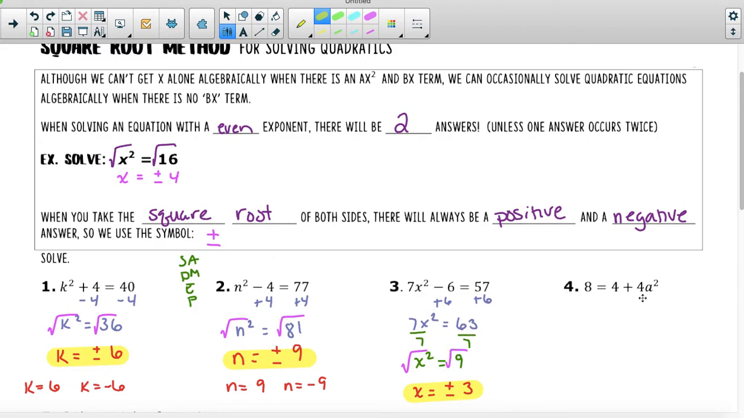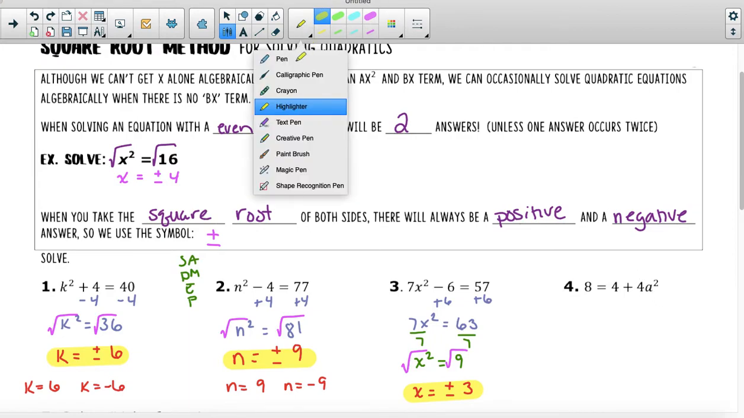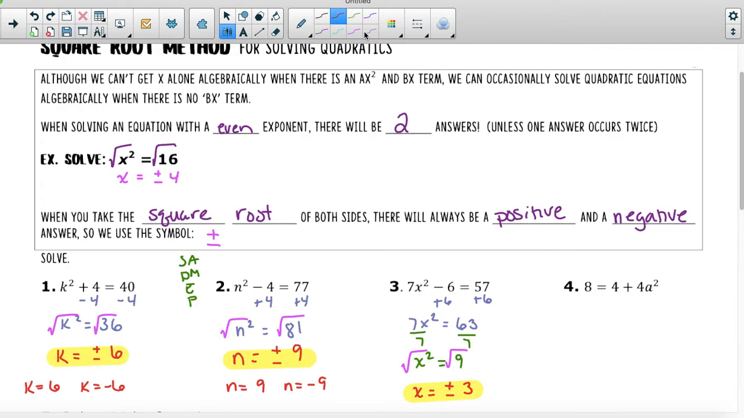So on question 4, again with the a squared, look to see if there's any other variable in the problem. And there is not, so we can get the single letter a all by itself by using, again, SADMEP. We're going to add and subtract first, so that's that 4. We're going to subtract the 4. 8 minus 4 is 4 equals 4a squared. Then we're going to multiply or divide away. We're going to divide by the 4. So we have 1 equals a squared.